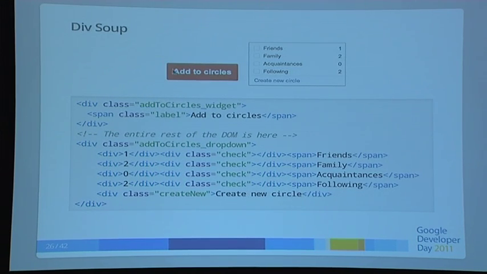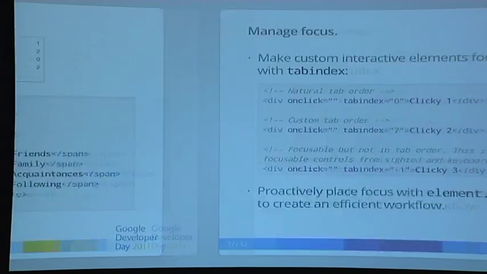So we've got this button widget here, and then we've also got the main circling widget, which, if you look here, has absolutely nothing semantic about it. The number 1 is not in the same order as friends, because you'd read that as friends, one person in my friends group, family, two people in my family circle. If a screen reader tried to read this element, you'd have no idea what to do at all, because it's not semantic and it's not actually in order.